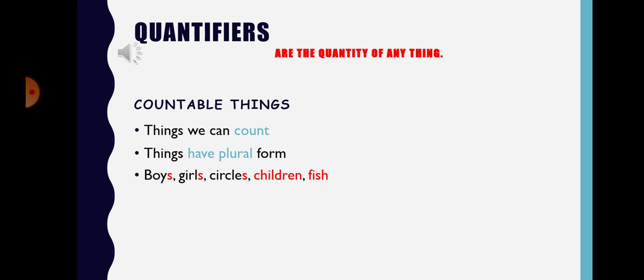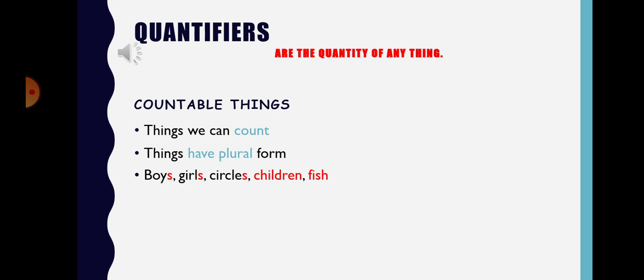Circle, can I count the circles? Yes, so it is countable. Child, if I have more than one child, can I count them? Yes. Can I make it plural? Yes, the plural of child, children. So it is countable. And also fish. Fish is also countable because we can count it and we can make it plural. The plural of fish is fish. Okay, so the countable things are the things that we can count. 1, 2, 3, 4. I can count them.